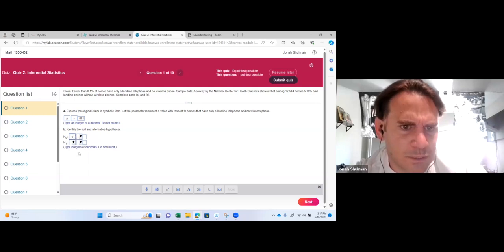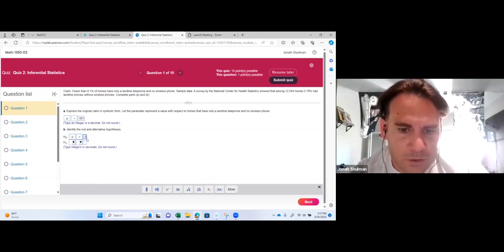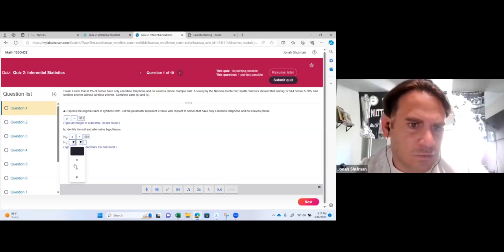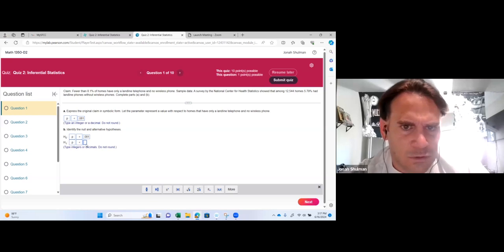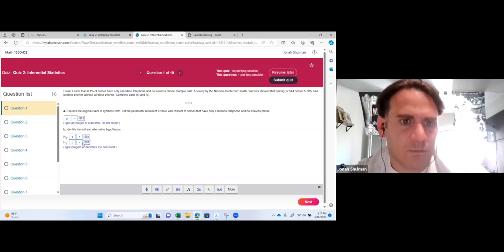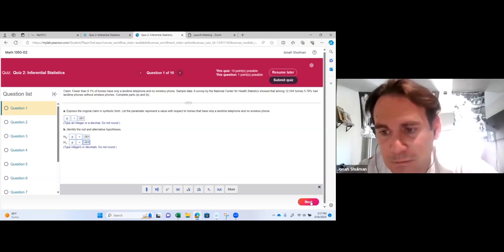The null is that P is going to be equal to 0.081, and your H1 is going to be P is going to be less than 0.081. Remember, it's going to be exactly the same. This one's less than.